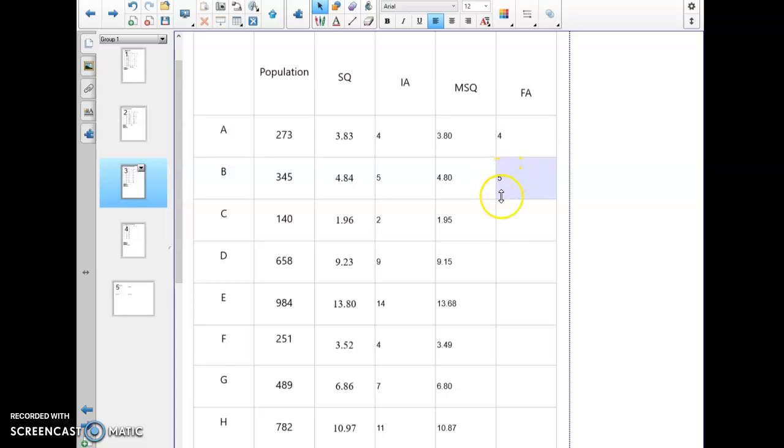That's 4. That's 5. That's 2. That's 9. That's 13. This stays at 3. This is 7. And this is 11. And when you add them up, you should get 55.